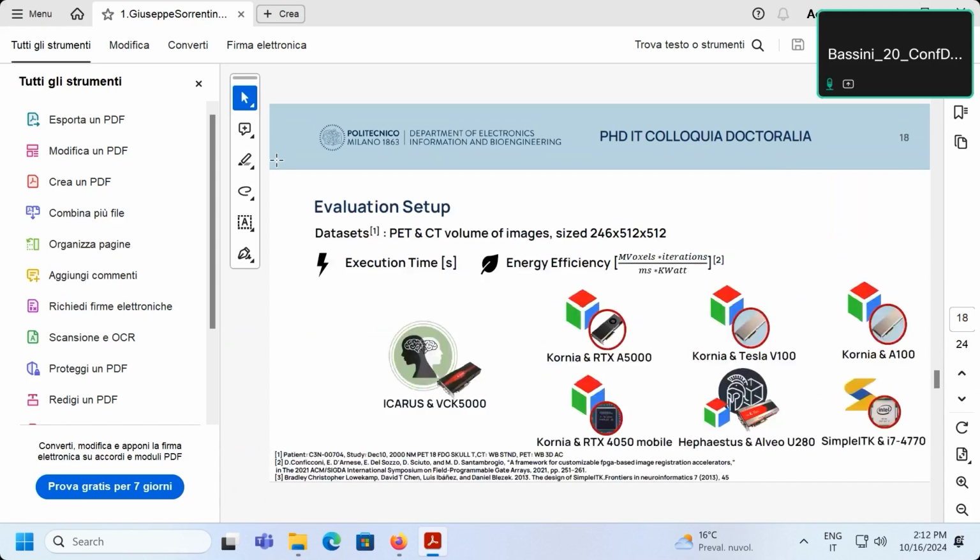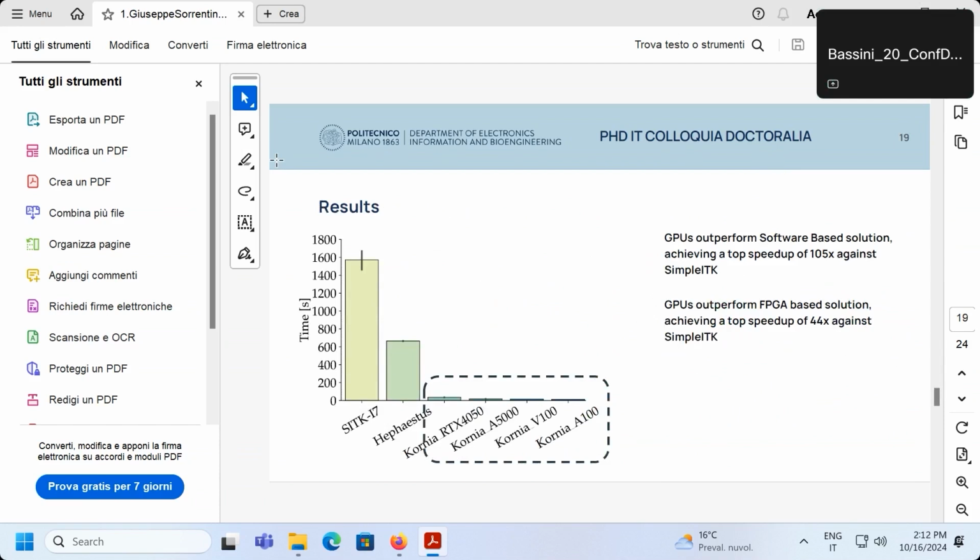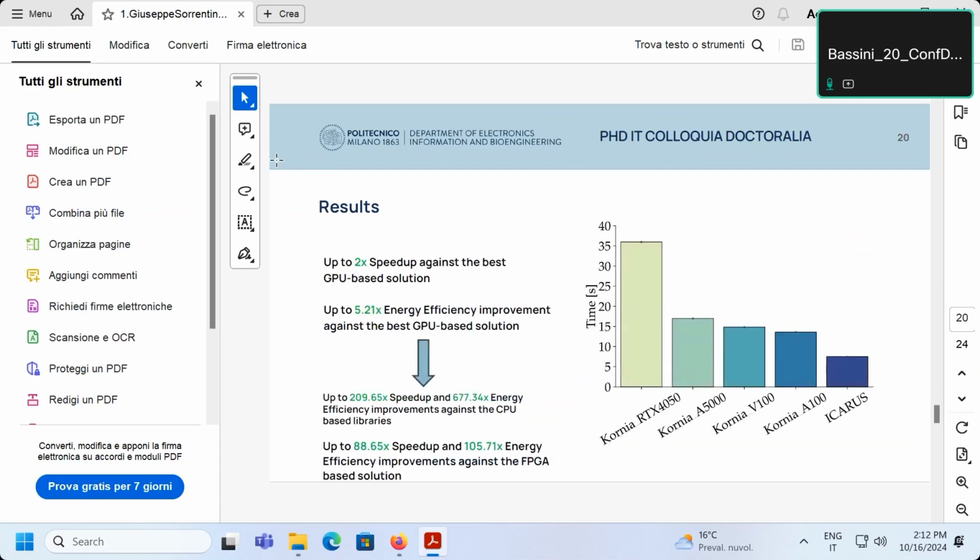For the evaluation, I compared this framework, Icarus, against existing GPU-based solutions, but also FPGAs and software solutions. The two metrics are energy efficiency and execution time. But looking at time, there is no gain in the state-of-the-art so far. Actually, GPUs are extremely faster than all the other existing solutions. Therefore, I compared Icarus against GPUs mainly, attaining a 2 times speedup and up to 6 times, more or less, energy efficiency improvement with respect to the best GPU-based solution.